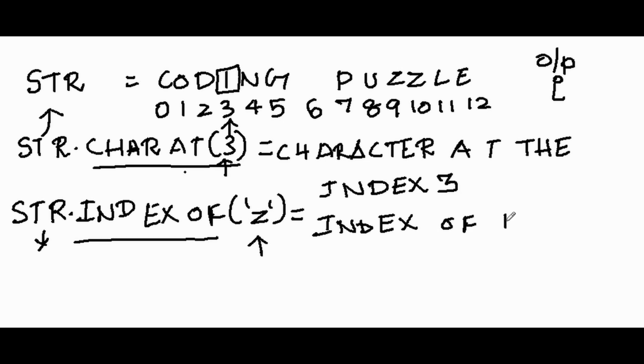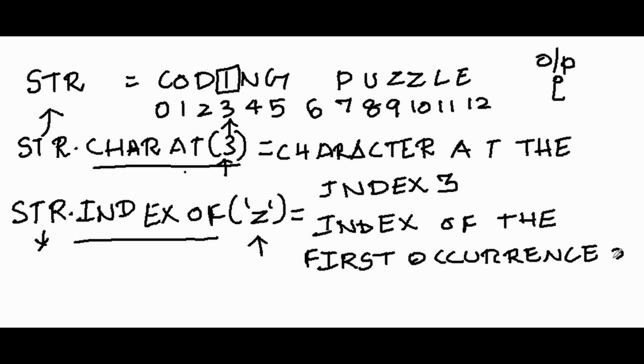index of the first occurrence of z. The reason for mentioning first occurrence is, if you come and see, there are two z's. So you might get confused whether to print the index of this particular z or the next one. To resolve this conflict, I have mentioned the words first occurrence.